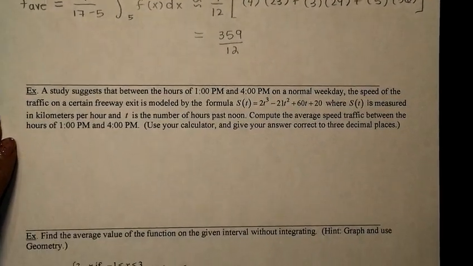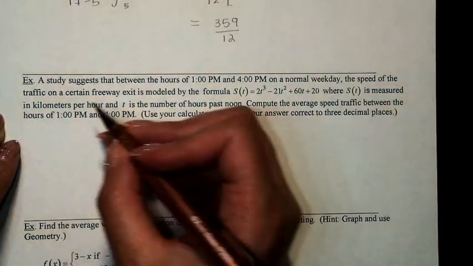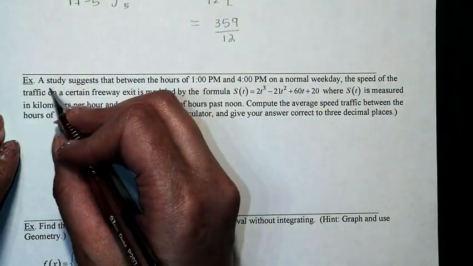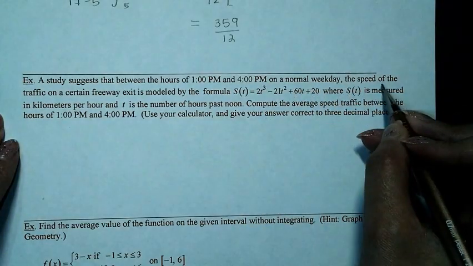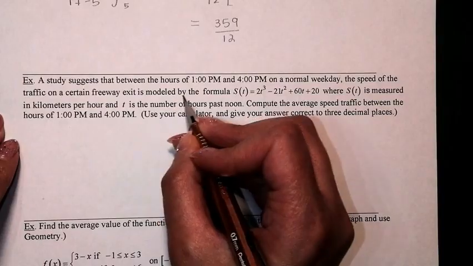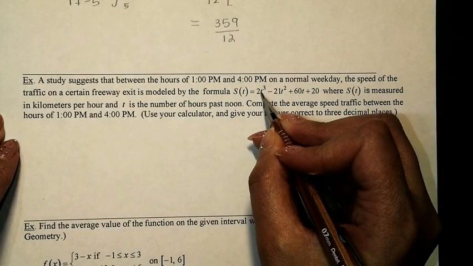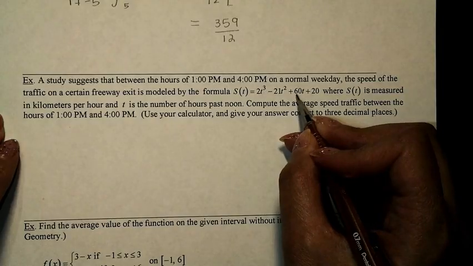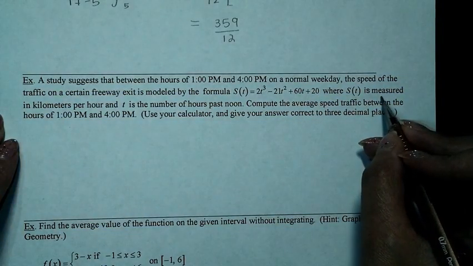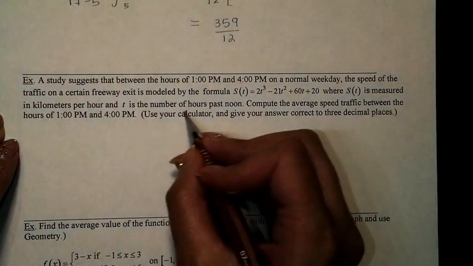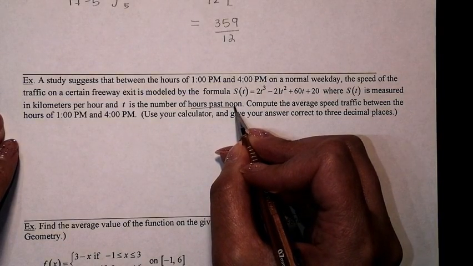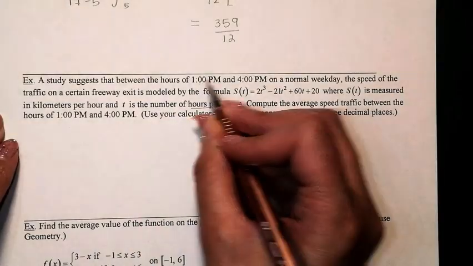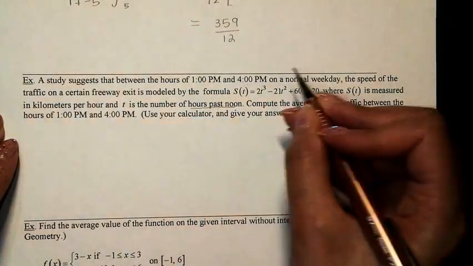Let's go over the next question, so you can see that it's not that bad as well. They tell you that a study suggests that between the hours of 1 p.m. and 4 p.m. on a normal weekday, the speed of the traffic on a certain freeway exit is modeled by the formula S of t equals 2t cubed minus 21t squared plus 60t plus 20, where S of t is measured in kilometers per hour and t is the number of hours past noon. So please note that your 0 is noon, meaning this is going to be 1 and this is going to be 4, because it's PM and PM.